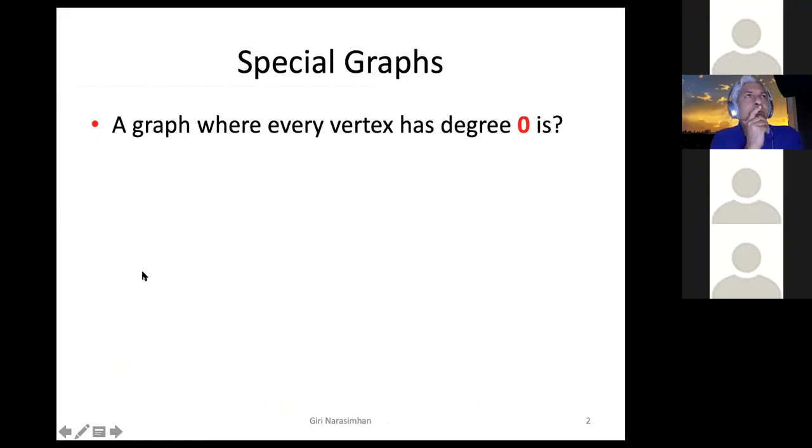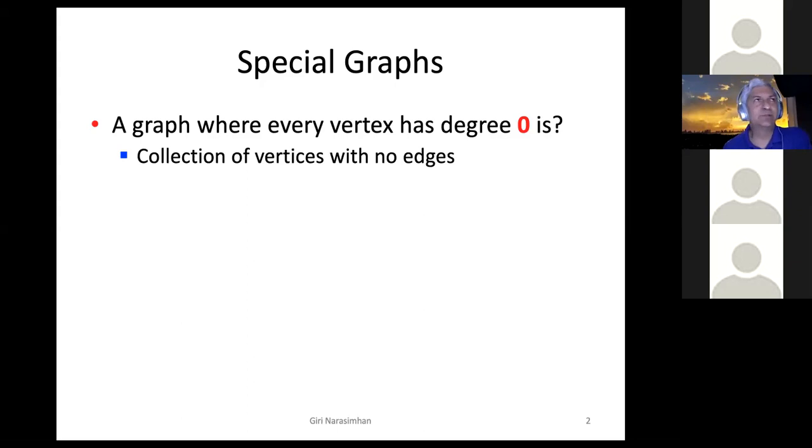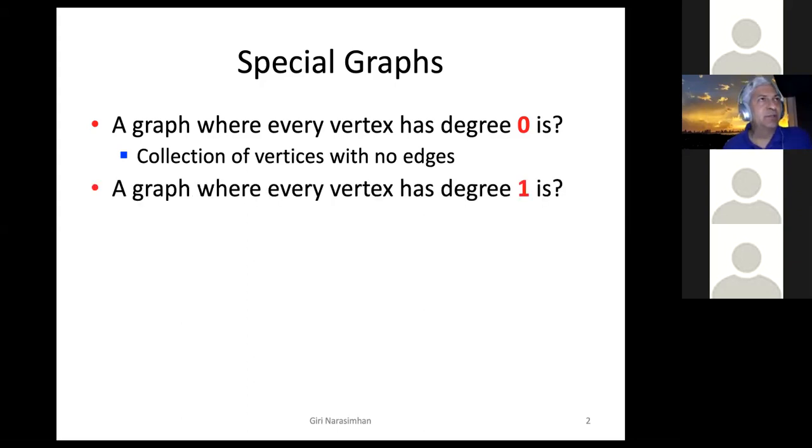Okay, so let's start with a few quiz questions for you guys. So what's a graph? What does it look like when every vertex has degree 0? Now, what's degree? Degree is the number of edges that's incident on a vertex. So here we're saying every vertex has degree 0. So what does the graph look like? Just vertices or nodes. Just vertices and no edges, right? That's what it is.